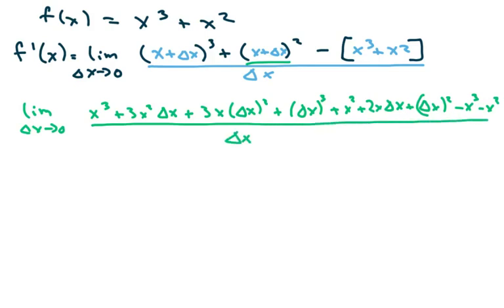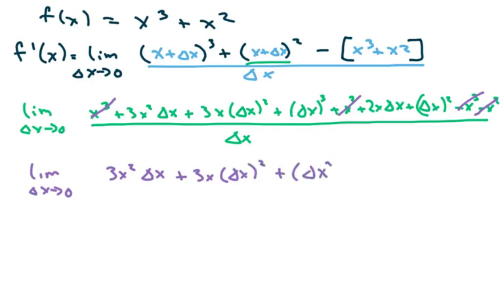Okay, so everything without a delta x should cancel. Where's that one? And let's write this out. We get the limit as delta x approaches 0, and we're going to have 3x squared delta x plus 3x delta x squared plus delta x cubed plus 2x delta x plus delta x squared. And I'm going to go ahead and put my delta x under each piece.